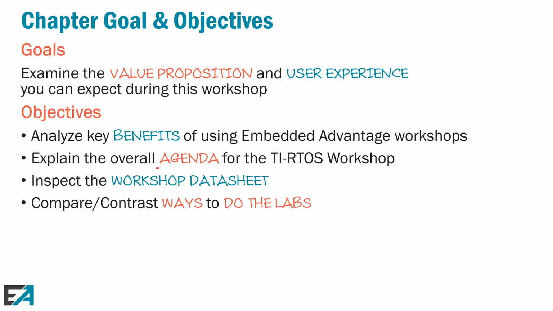The next thing we'll cover is the overall agenda of the TI-RTOS workshop. What topics are we covering and in what order? Basically, the first 4 chapters are related to traditional embedded programming, so non-RTOS related. Then from chapters 5 through 12, we're going to start looking at the TI-RTOS building blocks. Then we'll take a look at the overall workshop datasheet. What's inside the datasheet? It's what Code Composer version our workshop currently supports, what targets, what SDK versions, software versions, etc. You can download a PDF version of this to see if it matches your specific target and application. And then we're going to compare and contrast different ways to do the labs.